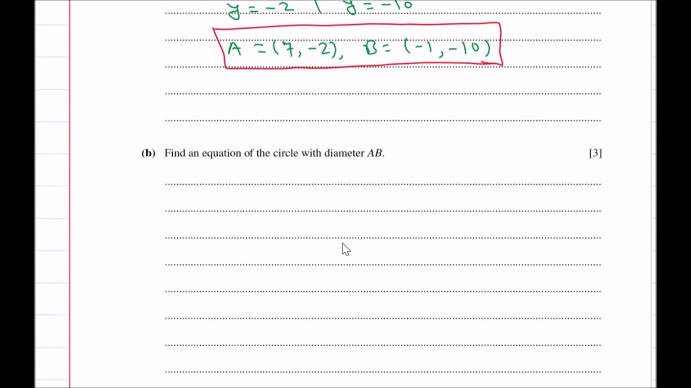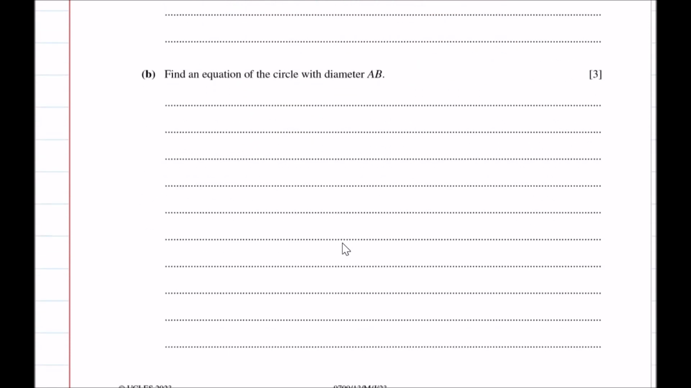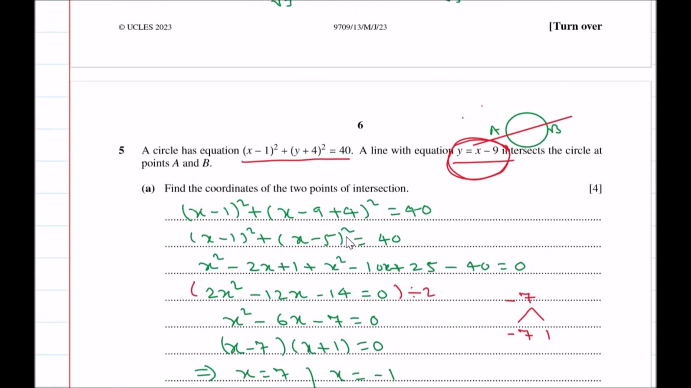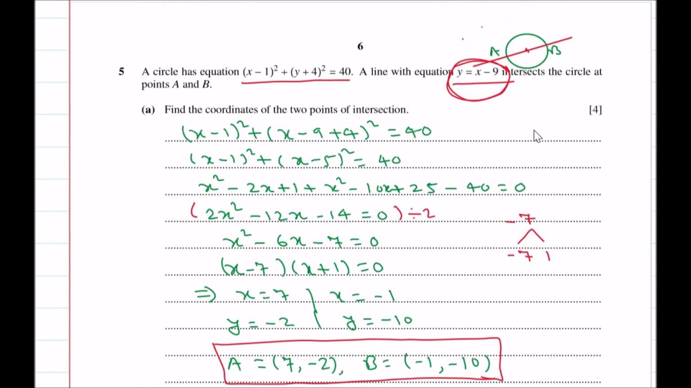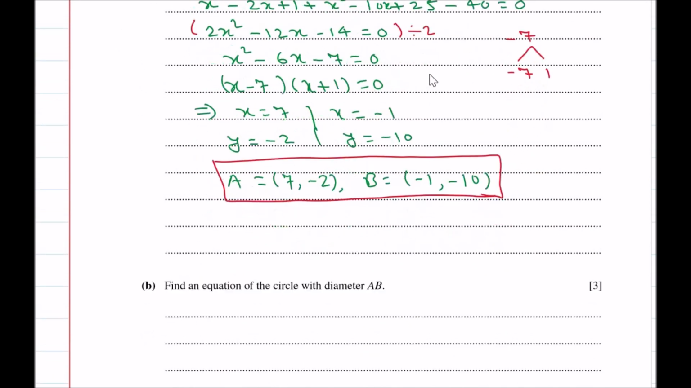Next, find an equation of the circle with diameter AB. So it says AB is the diameter. Now if AB is the diameter, we can find the radius. We know the coordinates of A and B, so we can find the diameter by applying the distance formula between A and B, and then we'll halve it to get the radius, right?